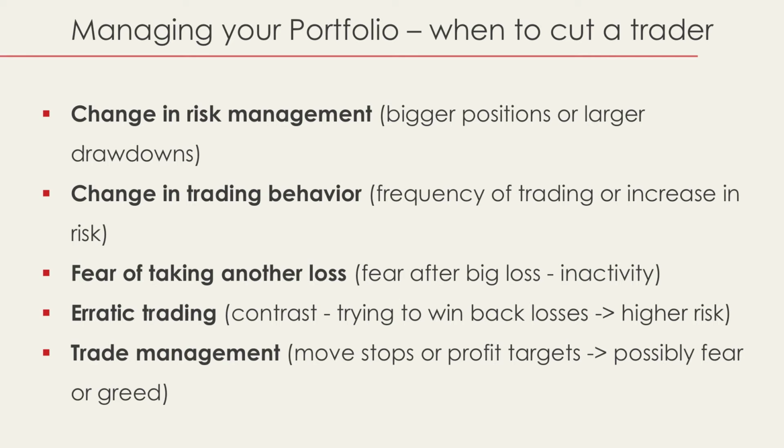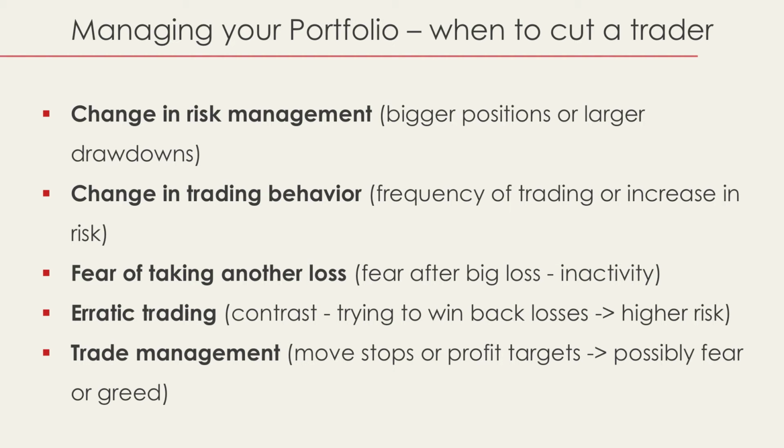And also the trade management. Did they tell you they have a stop loss of 100 pips? And now, after a few months, they start stop loss 200, 300 pips. Possible they get fear or they are greedy because their performance getting worse. So we have to be very careful.